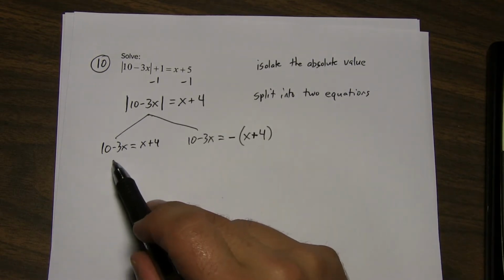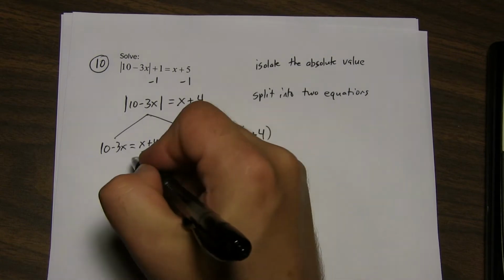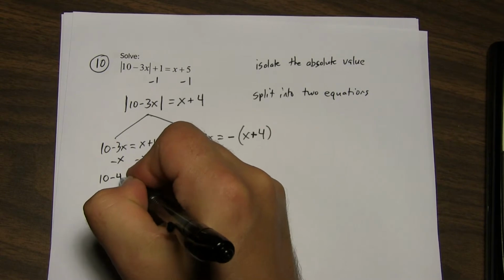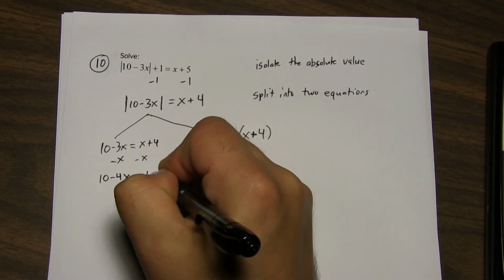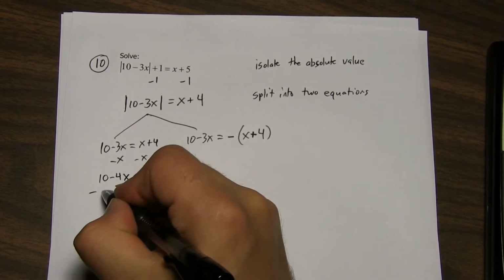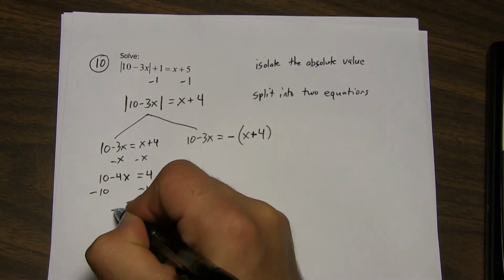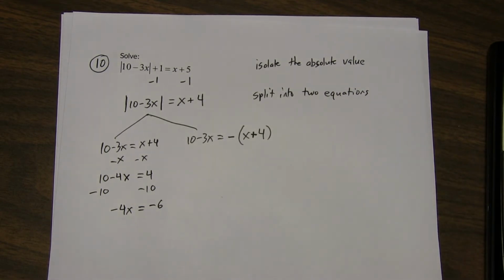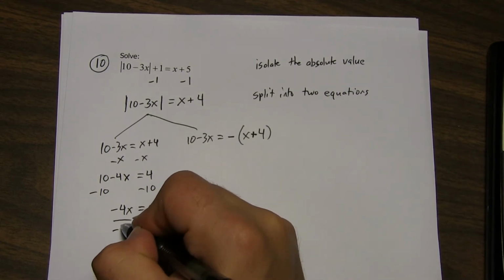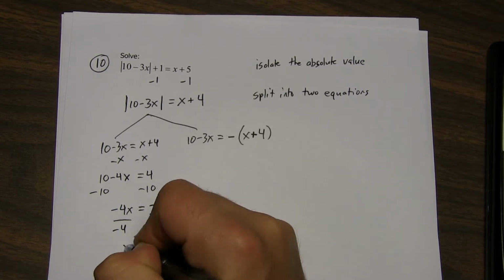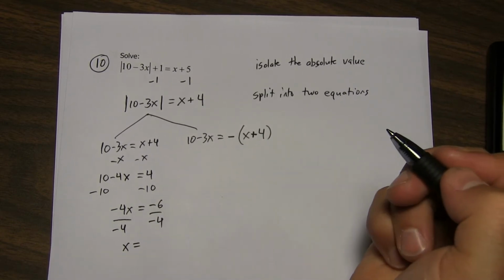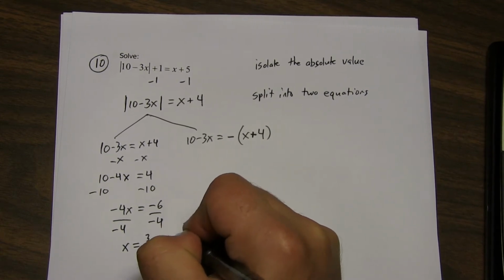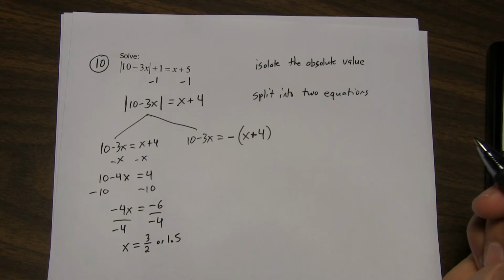Now, let's start solving these. This first one, I would subtract x from both sides. And move this 10 over. And finally divide both sides by negative 4. So it looks like x equals 3 over 2, or 1.5, if you prefer decimals.